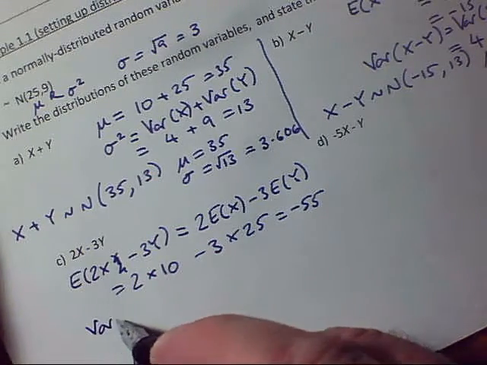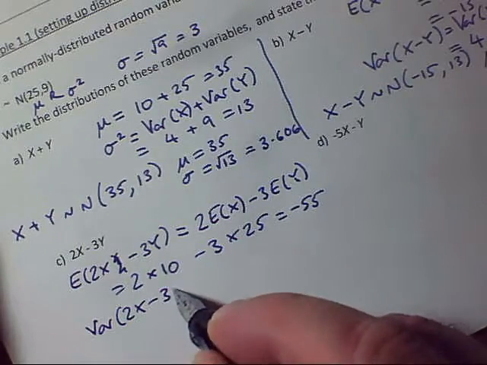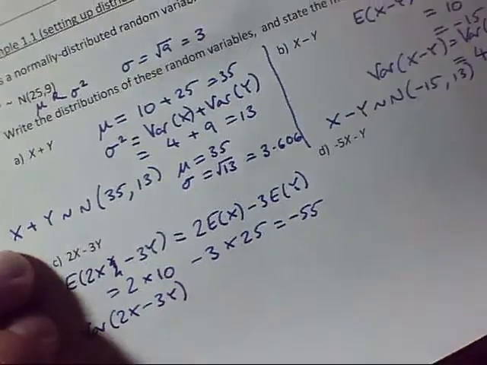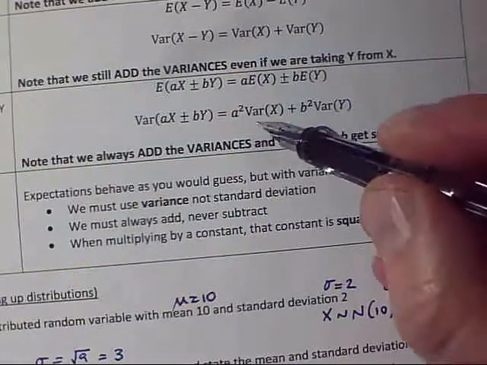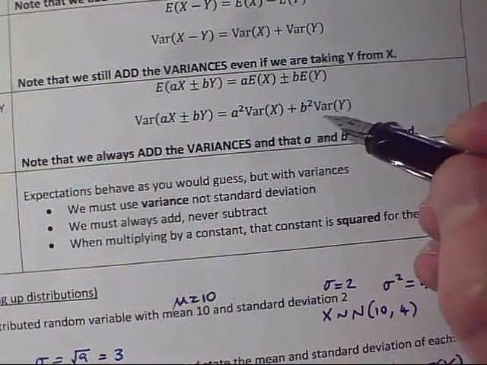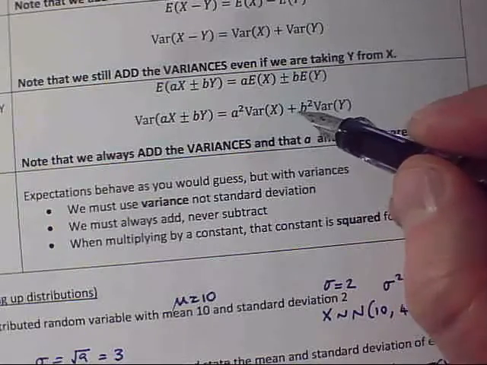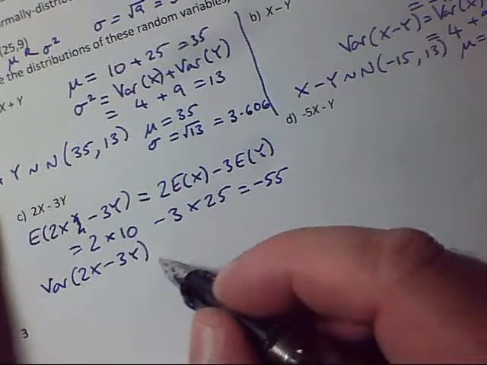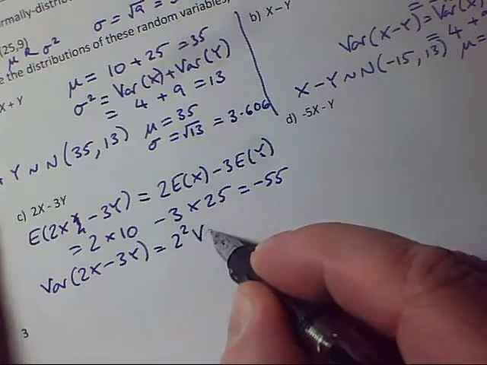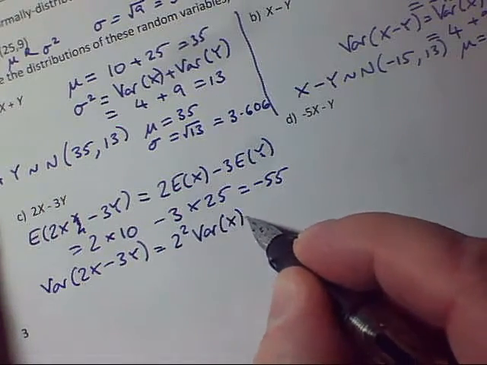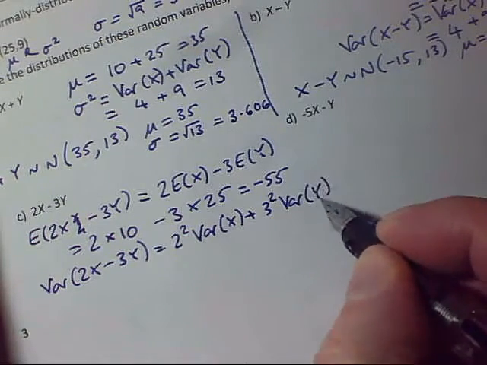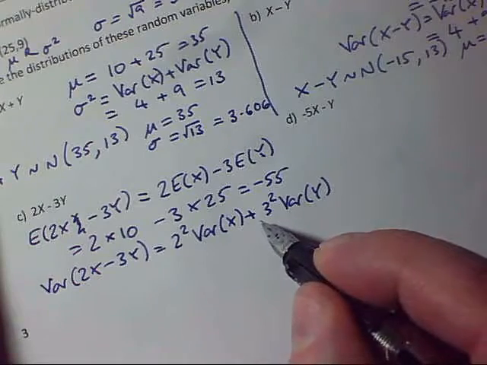So the variance of 2x minus 3y. Variances do not work how you might originally guess, so let's just check the rule. We need to do a squared times the variance of x plus b squared times the variance of y. This is always a plus in the middle. So I have got a 2, so I need to do 2 squared times the variance of x plus 3 squared times the variance of y. Even though this is a minus, I always get a plus in the middle here.